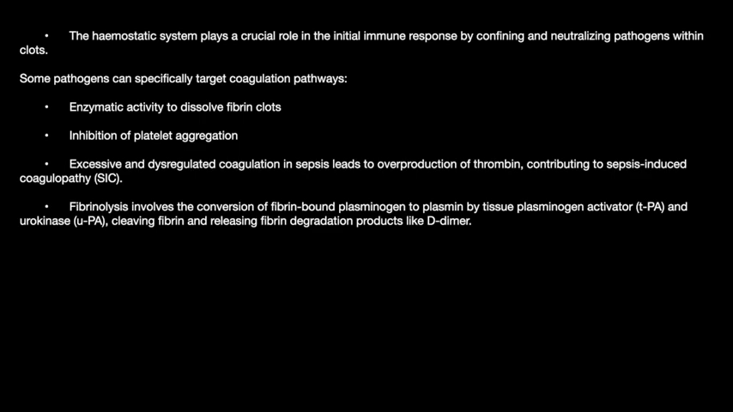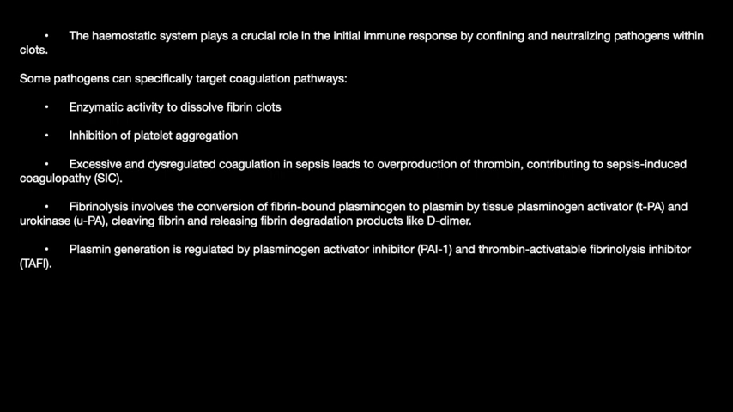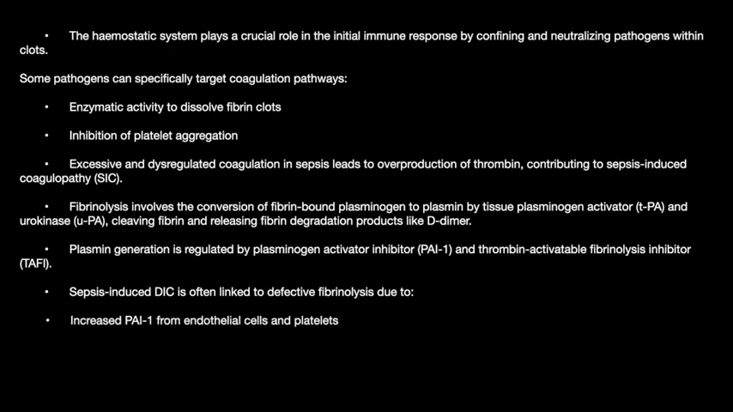Fibrinolysis involves the conversion of fibrin-bound plasminogen to plasmin by tissue plasminogen activator and urokinase, cleaving the fibrin and releasing fibrin degradation products like D-dimer. Plasmin generation is regulated by plasminogen activator inhibitor 1 and thrombin activatable fibrinolysis inhibitor, TAFI. Sepsis-induced DIC is often linked to defective fibrinolysis due to the increase in PAI1 from the endothelial cells and the platelets.